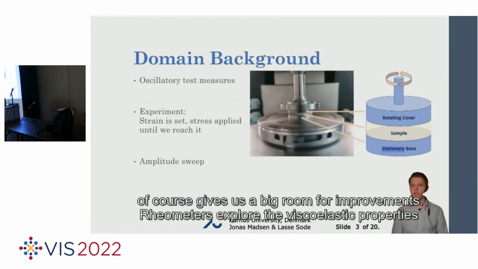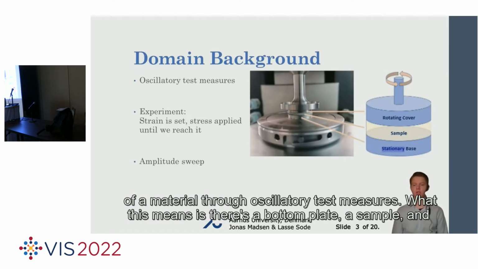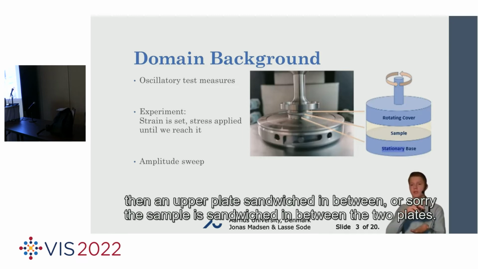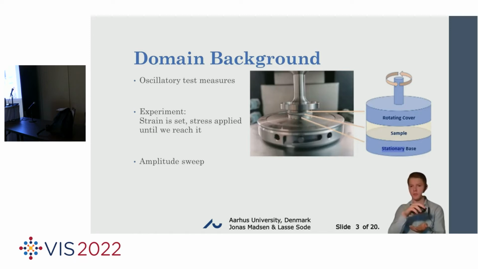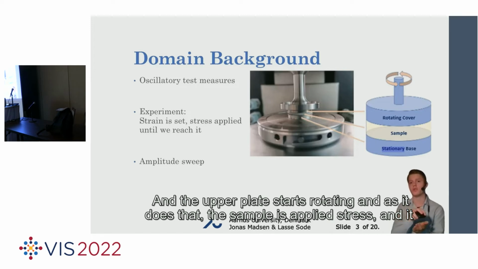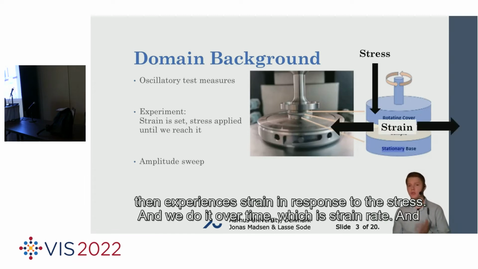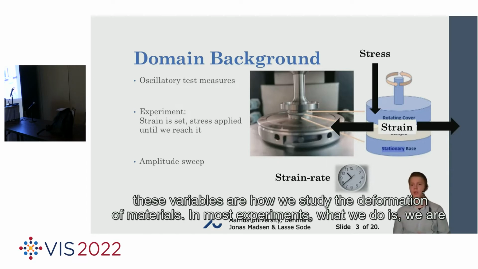Rheometers explore the viscoelastic properties of material through oscillatory test measures. What this means is there's a bottom plate, a sample, and then an upper plate, so the sample is sandwiched in between the two plates. And the upper plate starts rotating. As it does that, stress is applied to the sample, and it then experiences strain in response to the stress. And we do it over time, which gives the strain rate. These variables are how we study deformation of materials.